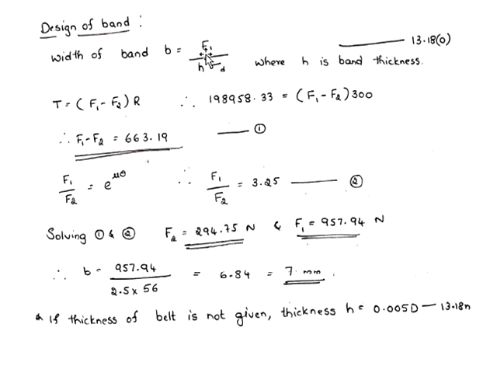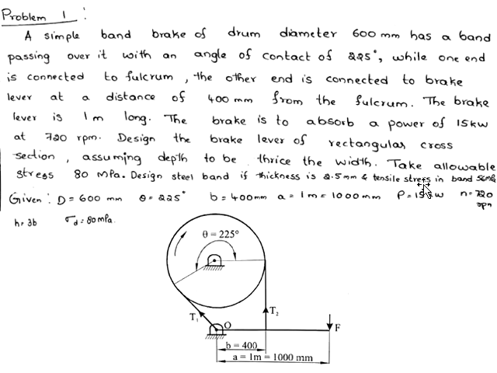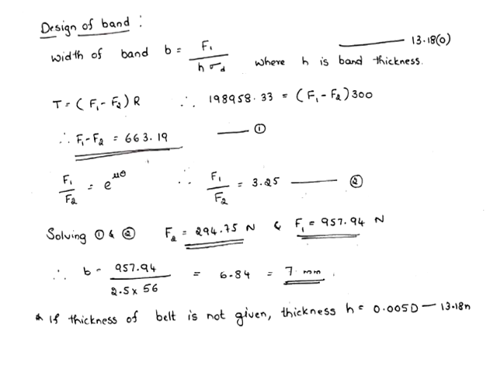So F1 is known, H is thickness, that is given in the question. Sigma D, you can assume sigma D as 56, if it is not given in the question. Actually in this question sigma D is given. Yes, sigma D, tensile stress in band, is 56 megapascal. If sigma D is not given, you can assume sigma D as 50 megapascal. So you will get width of the band as 7 mm.